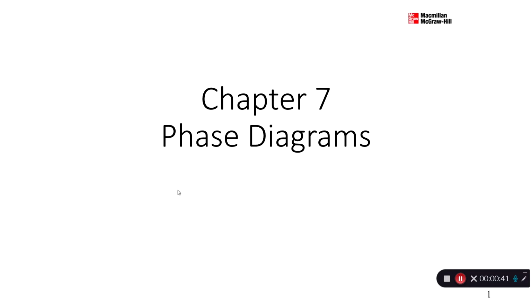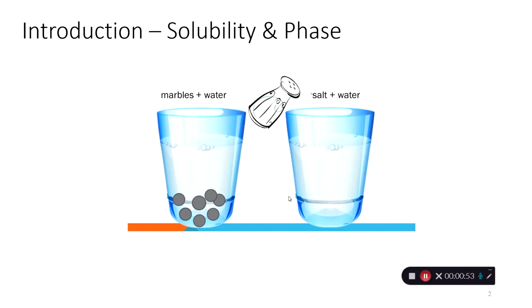And in reference to the phase diagrams, we have seen structures in chapters 3 and 4. Now we're going to relate them to what's called the phase diagrams. Right, so to understand phase diagram, let's first discuss what is the phase and what is solubility.